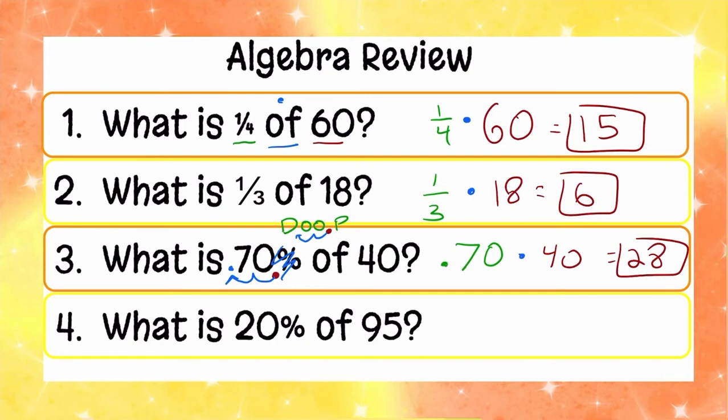Try this one on your own. What is 20% of 95? Before we put this in our calculator, we want to change 20% into a decimal. So our secret decimal point is here. We move it 2 places to the left. And we're going to put in our calculator 0.2 or 0.20 times 95. And we get 19.